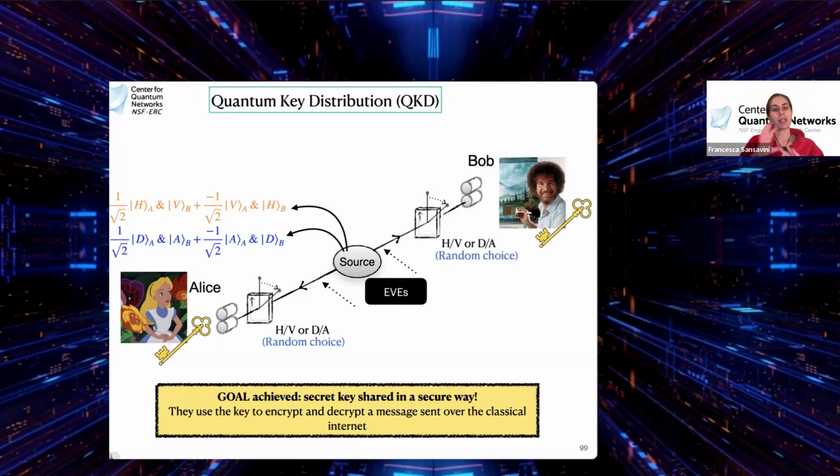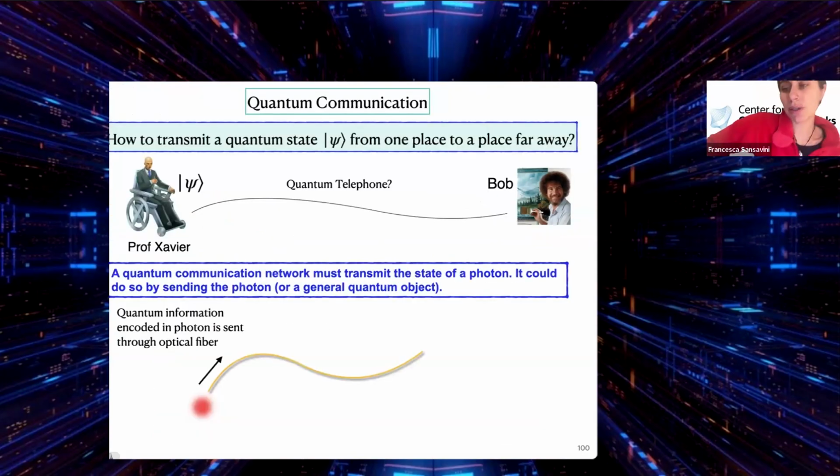Okay, so now in this case, they are sharing the key in a quantum way, let's say, but they are sending classical messages. But with quantum communication, we can also ask ourselves: is there a way to transmit quantum states over long distances? Not classical states, but quantum states. In this case, we will have Professor Xavier, for example, who wants to send a quantum state to Bob. Of course, we have no quantum telephone, so we will have to find a different way of sending a quantum state.